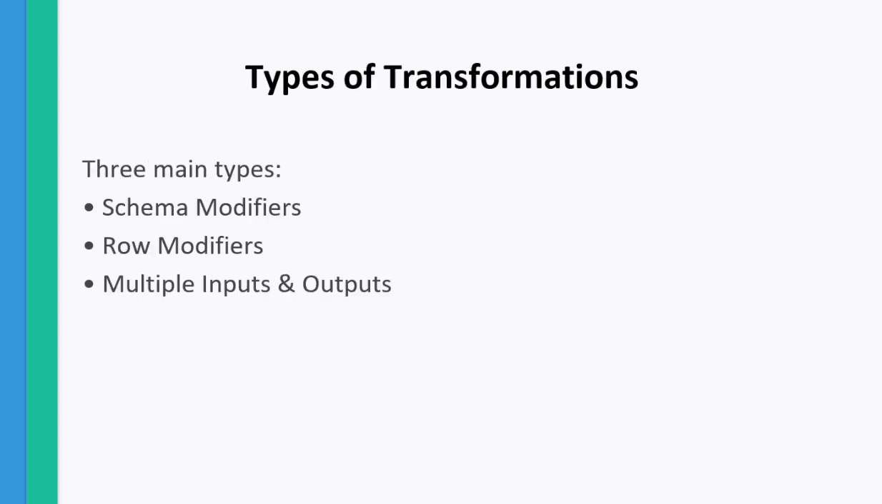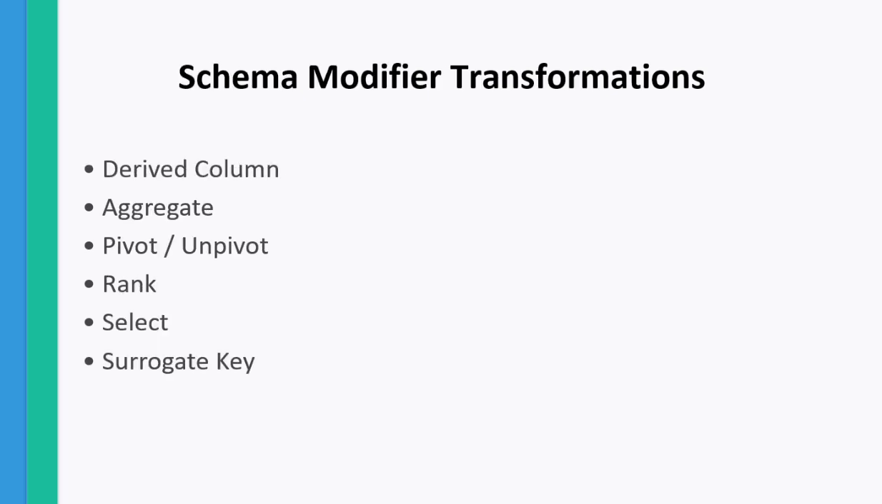Now, Azure gives many transformation options, but don't get scared. All of them fall into three simple groups. One group changes the columns, that is the schema modifiers, one group changes the rows, that is row modifiers, and one group works with multiple data sources, that is multiple inputs and outputs. That's it. Now, let's talk about the first group, that is the schema modifiers. Schema means structure, mainly columns. So whenever you want to add a new column, calculate something, rename a column, or combine columns, we use schema modifier transformations. So just remember this line: schema modifiers equals column changes.